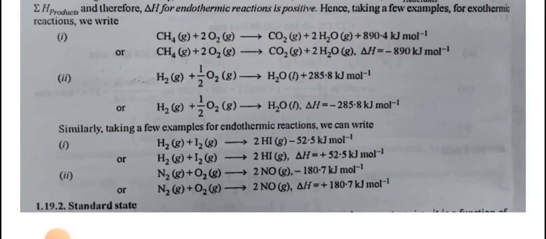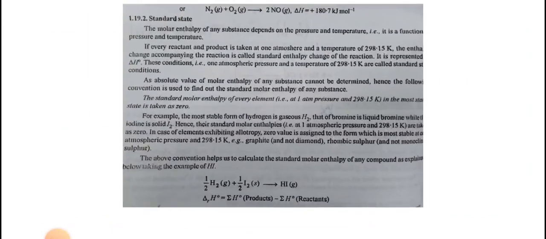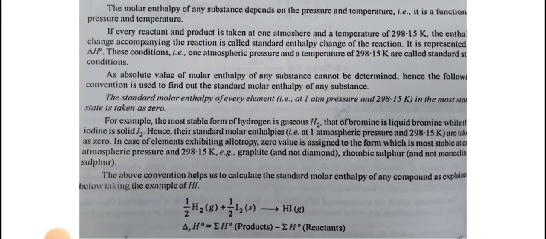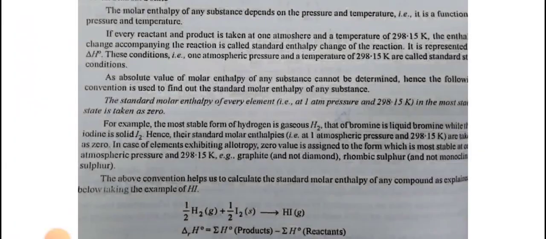1.19.2 Standard state. The molar enthalpy of any substance depends on pressure and temperature, that is, it is a function of pressure and temperature. If every reactant and product is taken at 1 atmosphere and at a temperature of 298.15 Kelvin, the enthalpy change accompanying the reaction is called the standard enthalpy change of the reaction. It is represented by delta H naught. These conditions, that is 1 atmospheric pressure and a temperature of 298.15 Kelvin, are the standard state conditions.